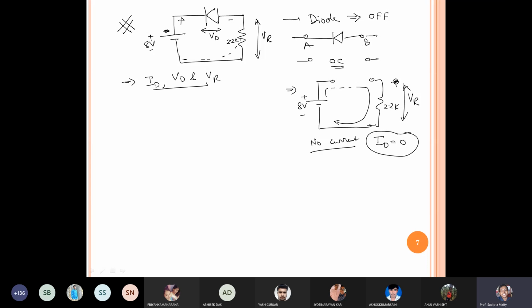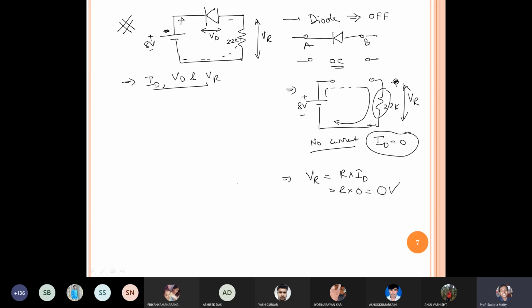Agree? Agree, Satyam? Yes. So ID is 0. If ID is 0, the voltage drop across the resistance, that means this one. Voltage drop VR means R into ID. So R into 0 means 0 volt. So the voltage drop across the resistance, that means VR, is 0.